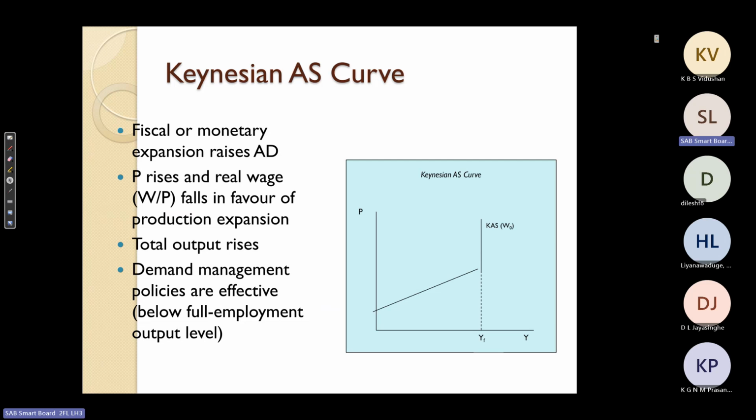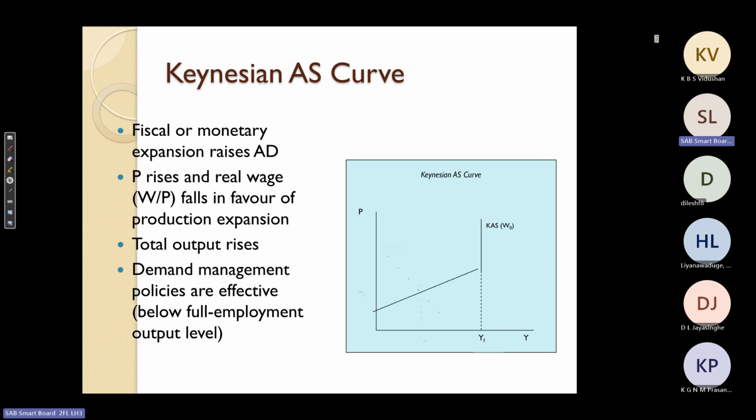How do we derive the real wage? Nominal wage divided by the price level. So if the prices change, the real wage will also change, and that may impact production. Here the Keynesian theory identified the importance of demand management policies. Raising the aggregate demand, according to Keynes, can increase output and employment.